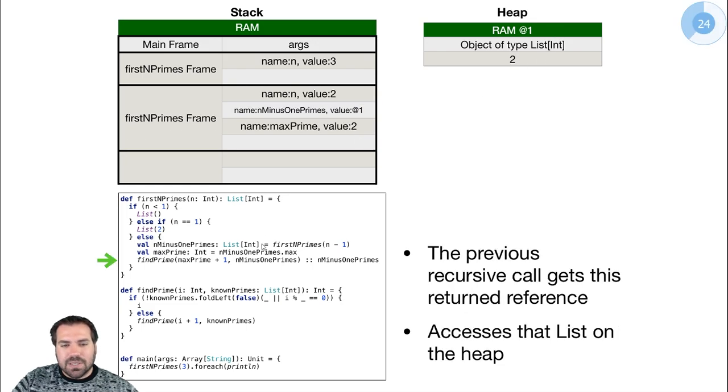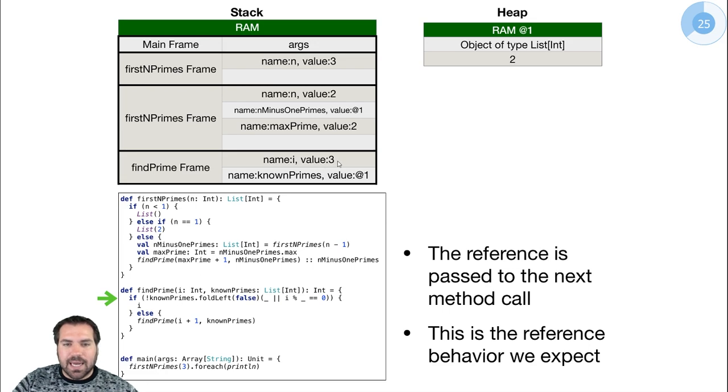Get that reference, store it in this new list n-1 primes. That gets a reference to @1. And then we're going to make our recursive call here. Put a recursive call on the stack. The first value we're checking is 3. So max prime is 2. There's only one thing in this list. The max is 2. Add 1 to it.